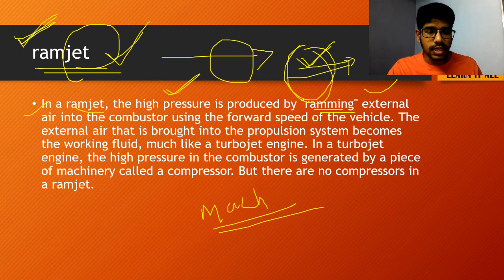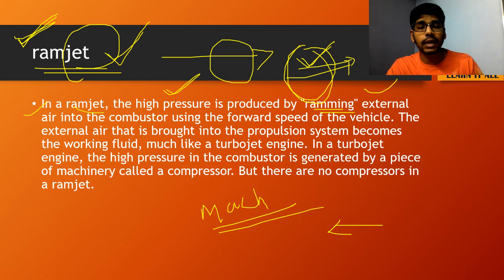Why? Because at supersonic speeds, obviously the air flows at a very fast rate. The air flows into the chamber at a very fast rate. So obviously you do not require any turbines to increase the pressure in the combustion chamber, right? So that is why we use the ramjet engine.